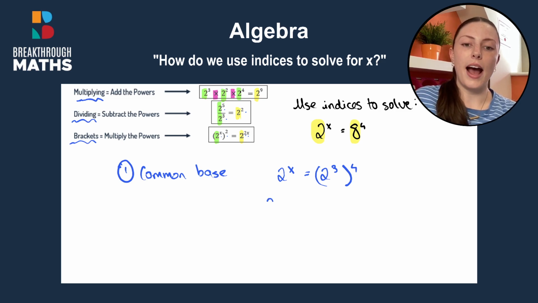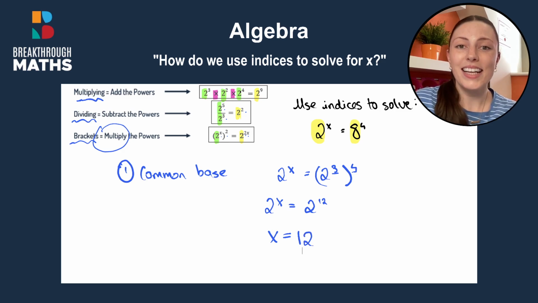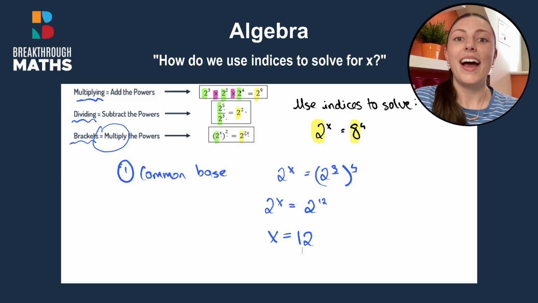Okay, then we have another rule. We have brackets here. And we know with brackets, we multiply the powers. So we'll have 3 by 4 is 12, keeping our common base the same. And then this leaves us with our final answer. We can drop the common base and we're left with x is equal to 12. And that's how you use indices to solve for x.